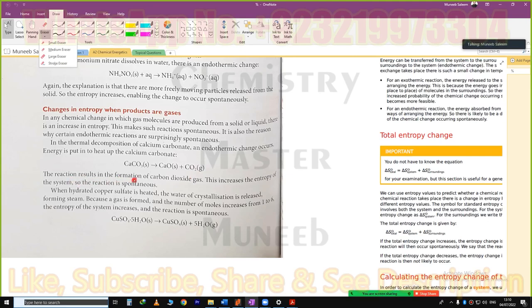The reaction results in the formation of carbon dioxide gas. This increases the entropy of the system, so the reaction is spontaneous. And now in this type of reaction, we have water of crystallization here.